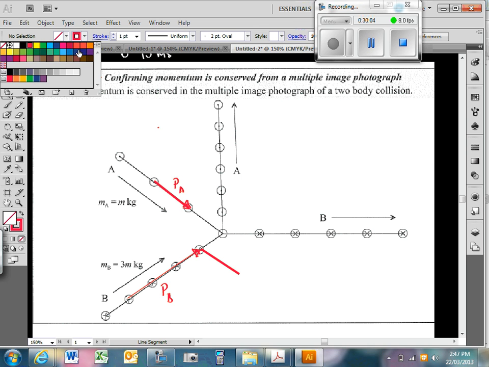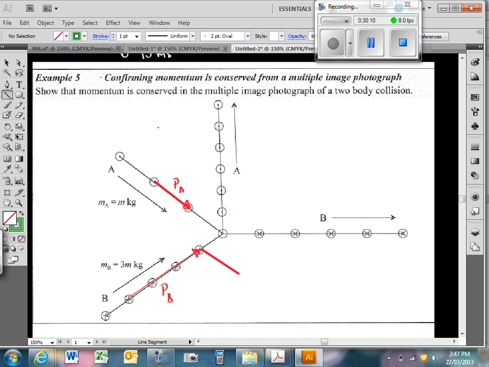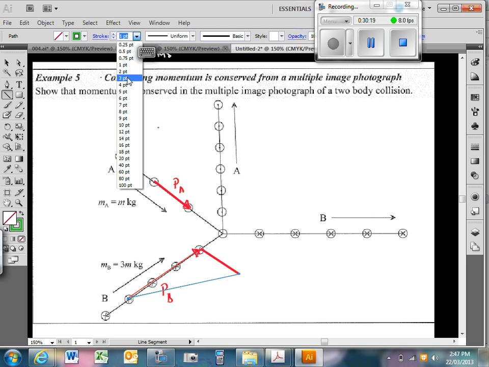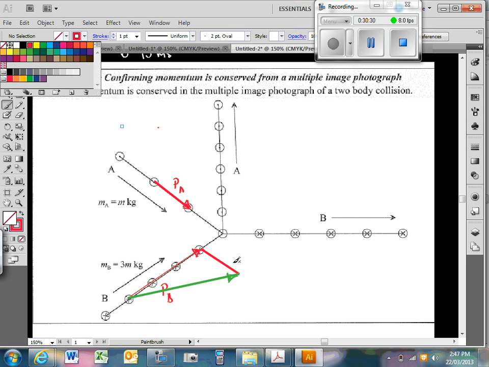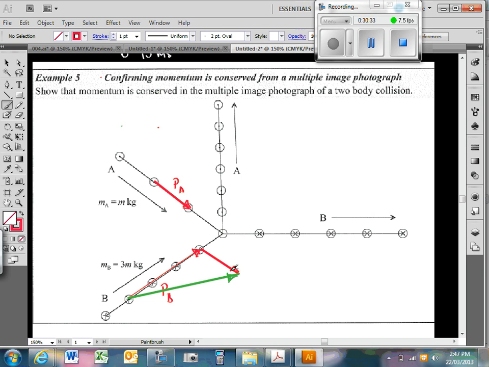Then I'll draw another vector. What's that vector I just drew? What do you call that? It's the resultant vector, isn't it? That's the total momentum of the two-puck system prior to the collision, isn't it? This here, and I've got PB behind it, but it's actually the total momentum of the system.